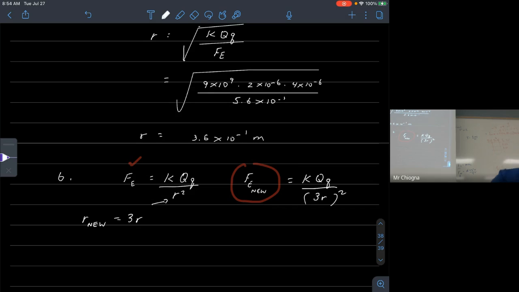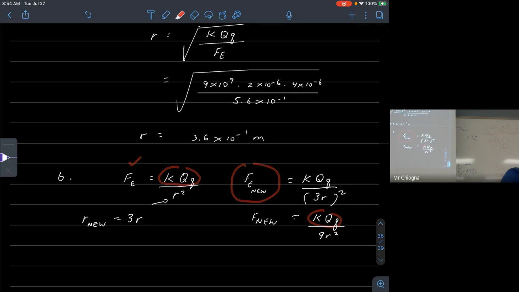Okay, so in place of the new distance, I put 3 times the old. And then we'll simplify that further. Okay, notice that this is the same as this. That doesn't change. Those values are the same. And then we simplify the denominator to 9r squared.